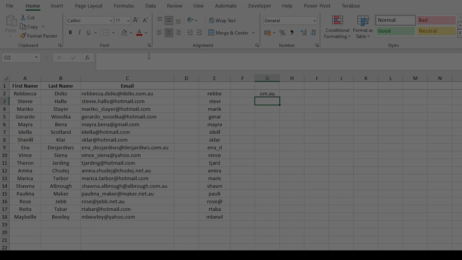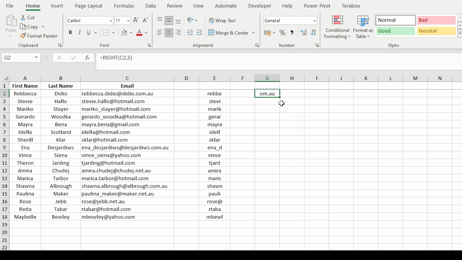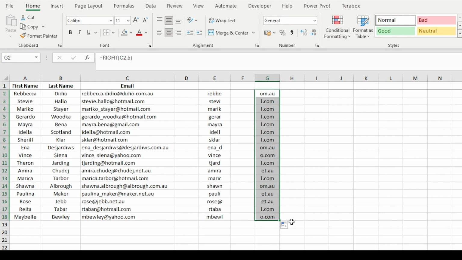result. If we press enter, we can clearly see that this result is equivalent to the last 5 characters that we can see from C2. If we drag it down to the very bottom, we will get the rest of the results. So from here we can clearly see that the LEFT and RIGHT functions extract a specific number of characters from both ends of a text.